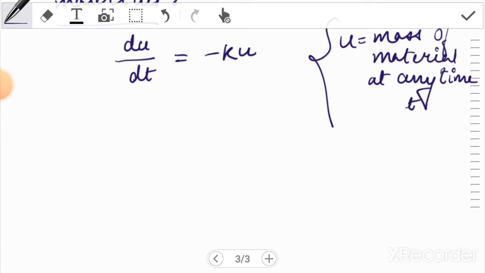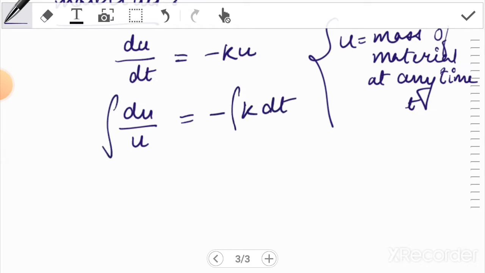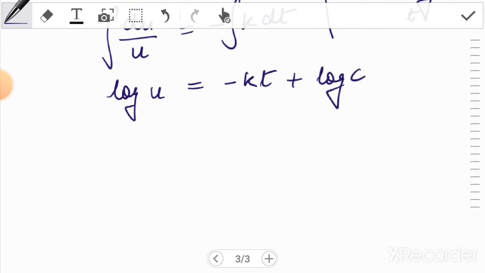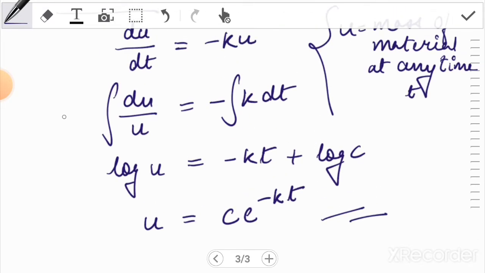So again, by using the variable separable method, we have du by u is equal to minus k times dt, and now integrating both sides, we will have log of u is equal to minus k times t plus some constant log of c, which gives u is equal to c e raised to the power minus kt. So this is the solution of the law of decay, right?